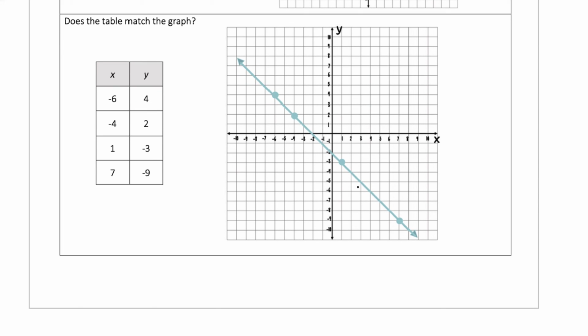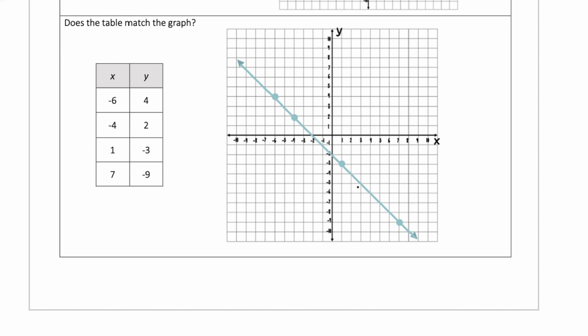So in our last problem, it's very similar to what we just did. We're looking to see whether this table matches the graph. So we were given a set of ordered pairs. We are going to see if they lie on the graph of this line. We'll look for the first point of -6, 4. So we go 6 spaces to the left and 4 spaces up. That is right there on my line, so far it matches.